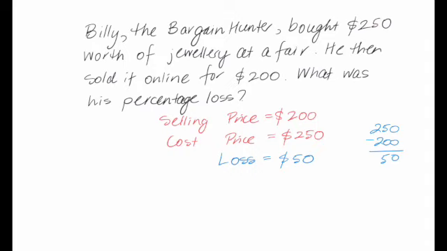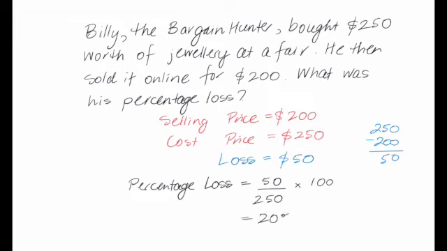So the percentage loss is determined by putting the 50 over the cost price, which was 250, or saying 50 divided by 250, and then multiplying that by 100. And when we do that, we get a percentage loss of 20%, which means that our loss is 20% of the value of what we purchased it for.